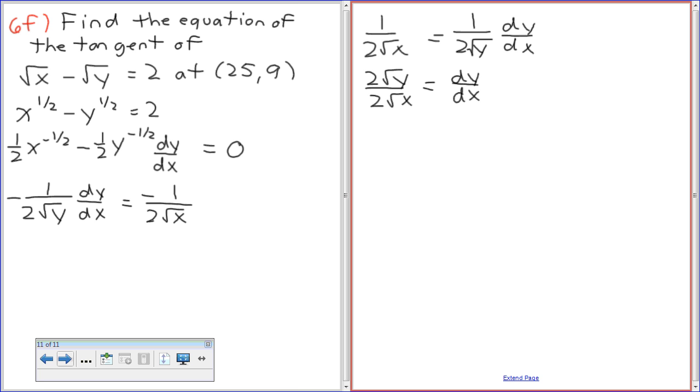Austin, since it's your turn, what's my last step to finish this question off? What's the last step here to make this nicer? Cancel the 2. So my slope equals root y over root x, which is amazing. Okay, to get the slope. Isn't that cool? It exploded my mind.